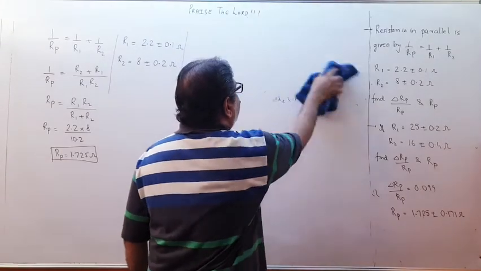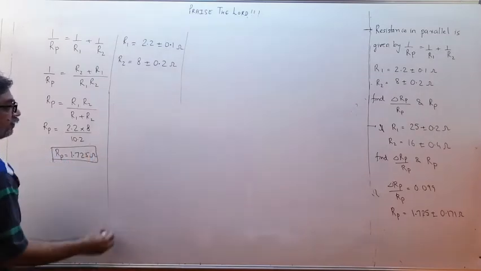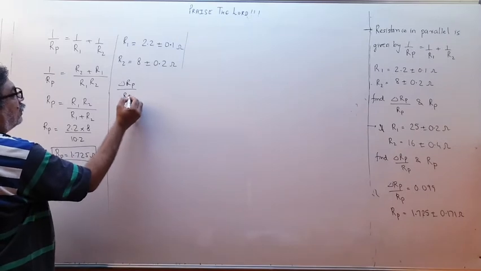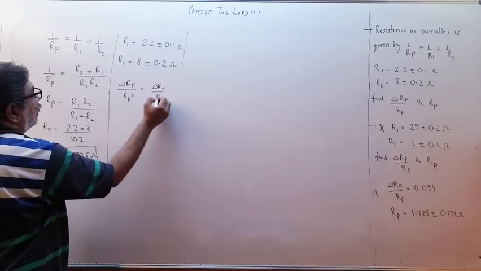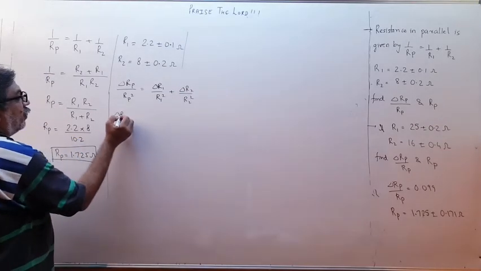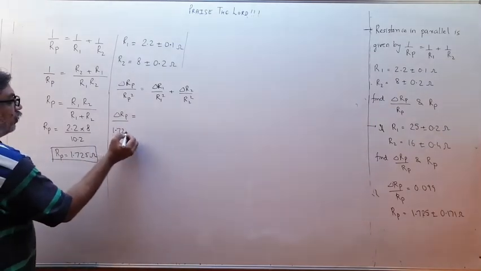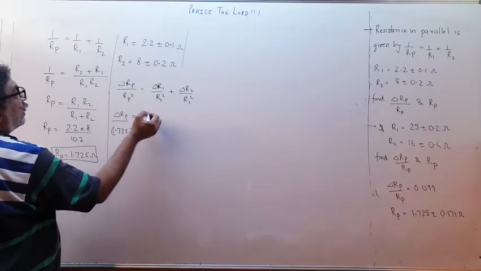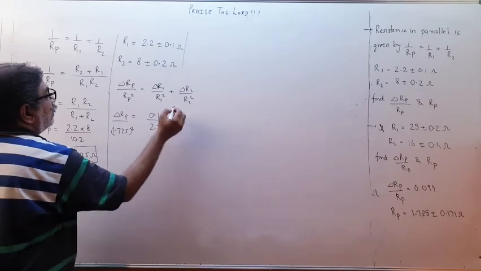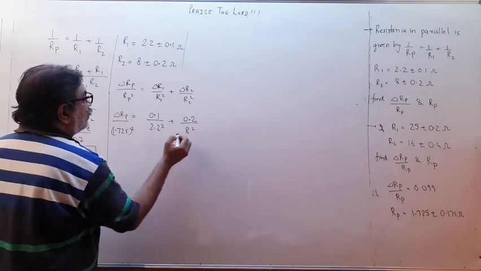So by using the method of derivatives, we know, I start from here only, delta rp upon rp square is equal to delta r1 upon r1 square plus delta r2 upon r2 square. So delta rp will become equal to, okay, rp square means how much? 1.725 square. Delta r1 is how much? 0.1. r1 square means 2.2 square. Delta r2 means 0.2. r2 square means 8 square.